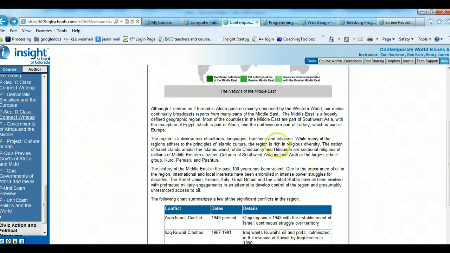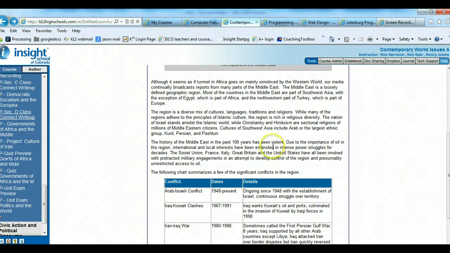So the three main religious cultures, you have Christianity, Hinduism, and Islam. Islam, Christianity, and Hinduism are the three main religious cultures. And of course you also have the Jewish faith, but that is very small. It's just the country of Israel mostly, but it's very small compared to those other three. Those are the three main religions.